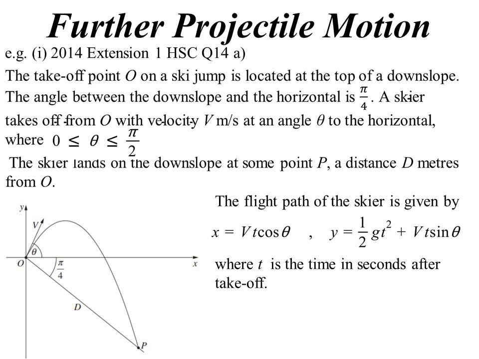So we take off, it's a ski jump. It's located at the top of a slope, so there's the slope going down at 45 degrees there. Skier takes off with velocity v and the angle theta, well, it's an acute angle obviously. Skier lands on the slope at some point P, and we know it's D down the slope. And they've kindly given us the equations for the horizontal and vertical displacement, so we don't have to derive them.